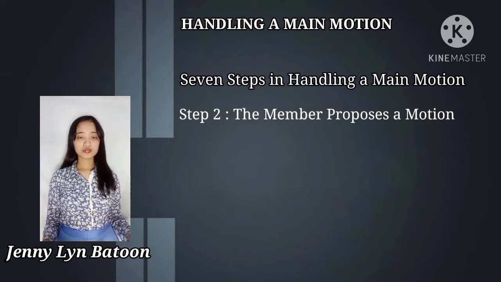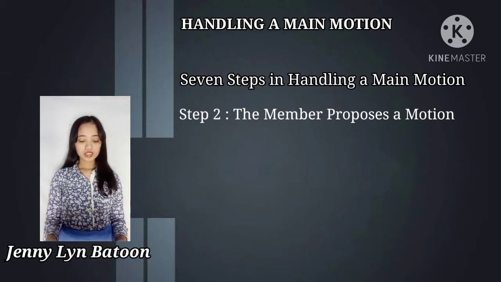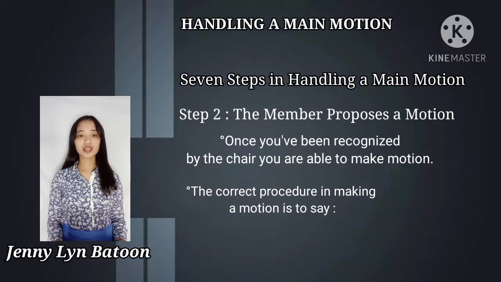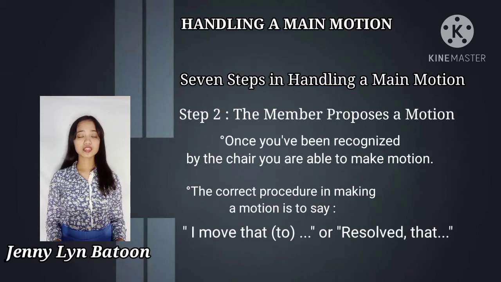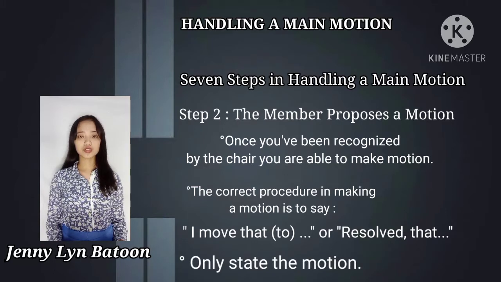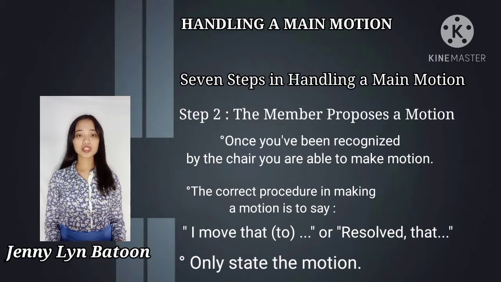Step 2. The member proposes a motion. Once you've been recognized by the chair, you are able to make a motion. What will you say when you make a motion? The correct procedure is to say, I move that, state the motion, I move to, state the motion, or resolve that, state the motion. Always remember that in making a motion, you only state the motion. Do not explain it or add side notes. There will be an opportunity to explain the motion.